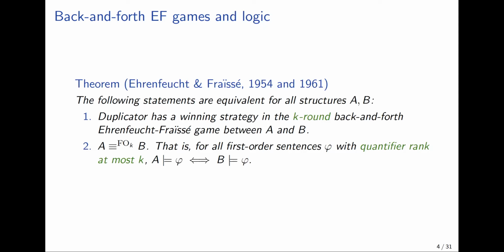Then this classical result by Ehrenfeucht and Fraïssé makes the link between games and logic. So it says that for any two structures A and B, Duplicator has a winning strategy in the k-round back-and-forth Ehrenfeucht-Fraïssé game if and only if A and B satisfy the same sentences in first-order logic with quantifier rank at most k. So you see here the resource parameter in the case of games is the number of rounds, k rounds, and at the level of logic that corresponds to the quantifier rank of sentences. And the quantifier rank of a sentence is the maximum nesting of quantifiers. So it's a way to measure the complexity of a sentence.